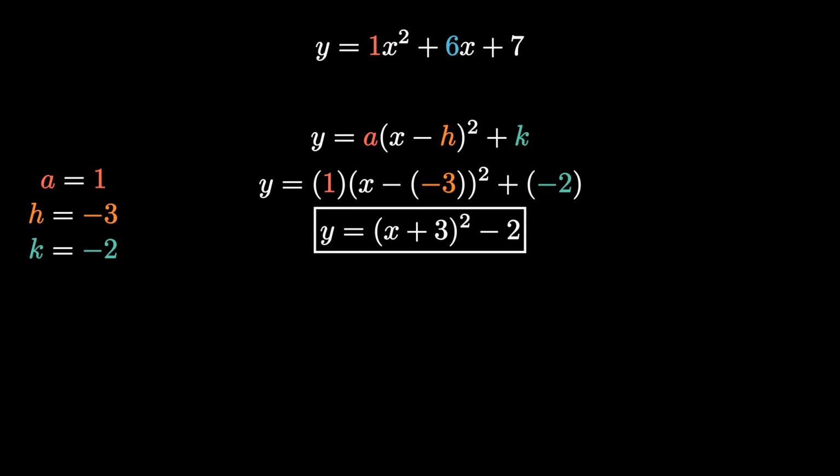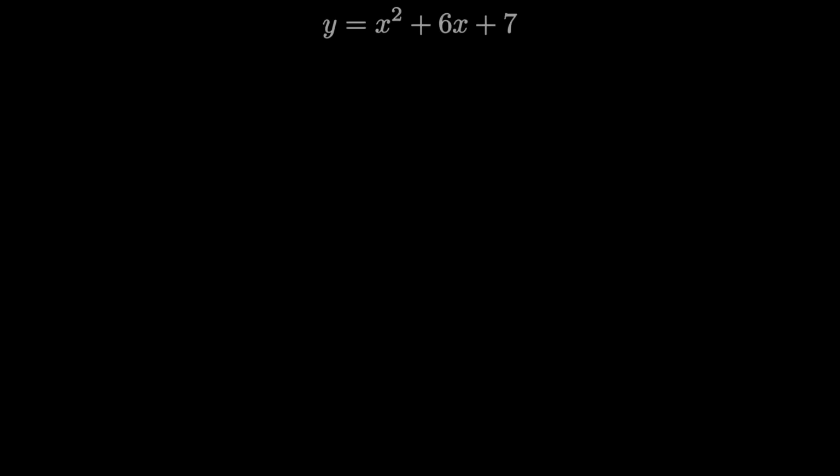So the second way that we are going to convert this is utilizing the complete the square method. Now this may ring a bell because typically we use the complete the square method to solve and find the solutions to our quadratic equation, but we can also use it to convert our quadratic from standard to vertex form. So starting fresh, we have y equals x squared plus 6x plus 7.